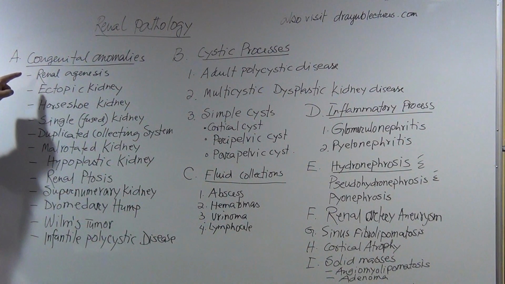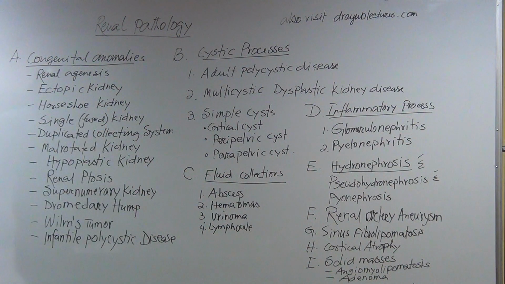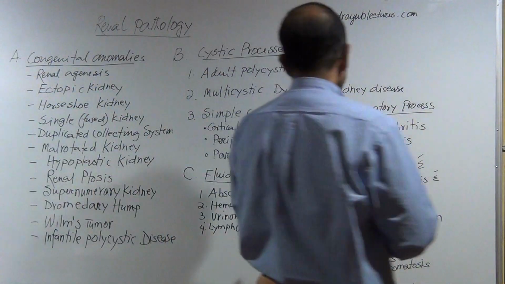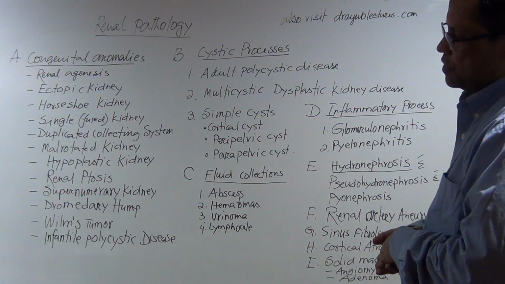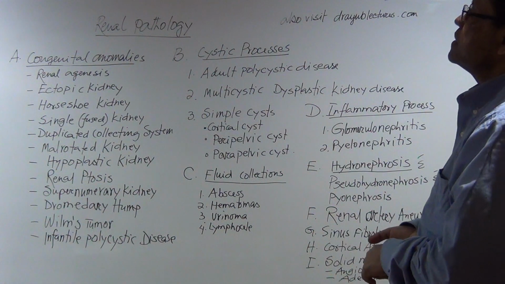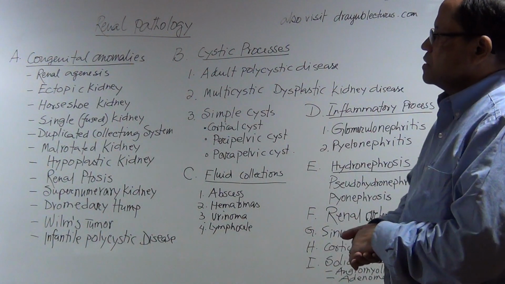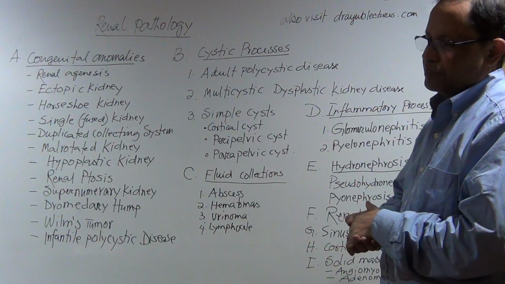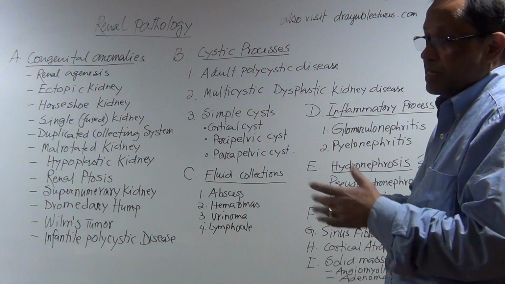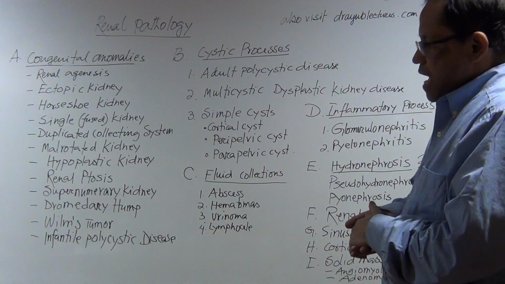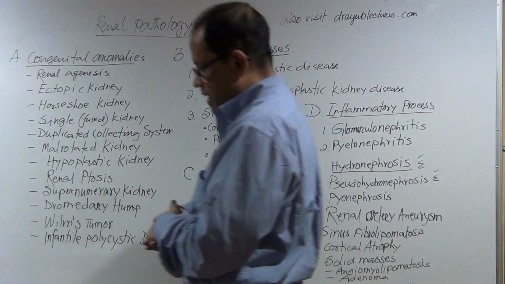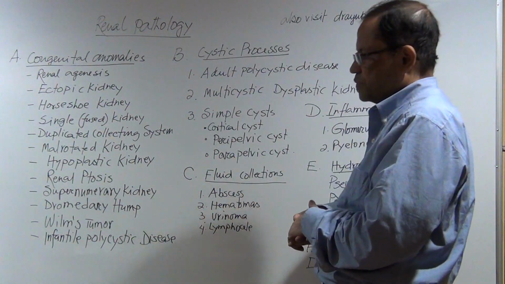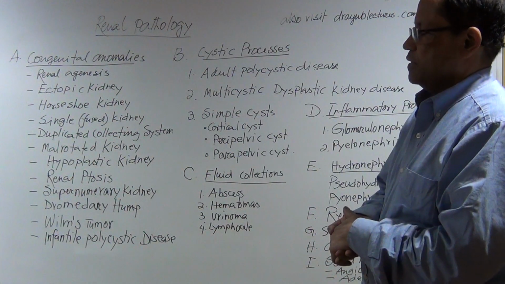One of these is renal agenesis. Then let's talk about what is renal agenesis. Renal agenesis means the kidney did not form. Kidney did not form. Kidney is absent. And that kidney absence could be unilateral, could be bilateral.